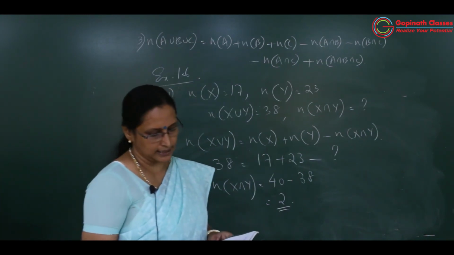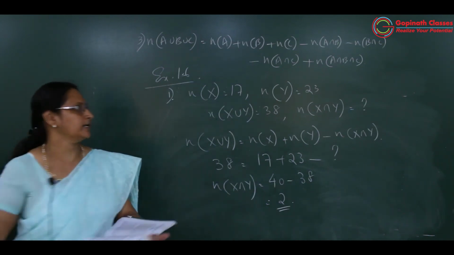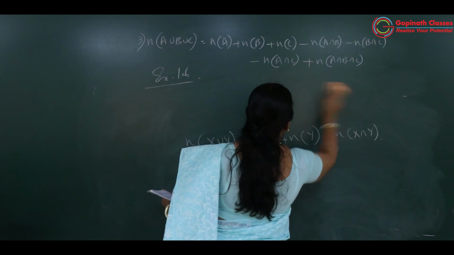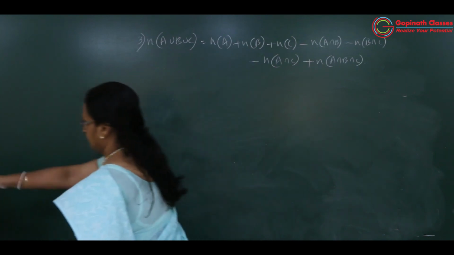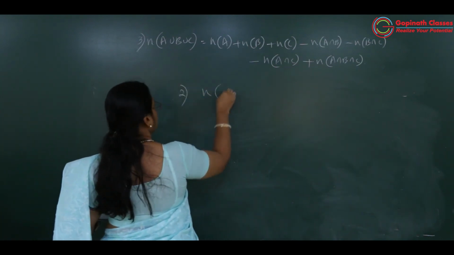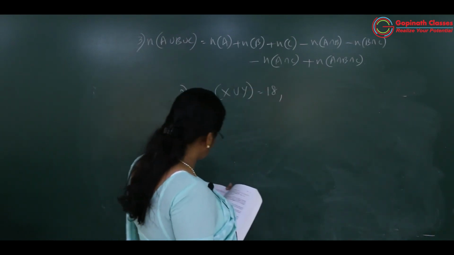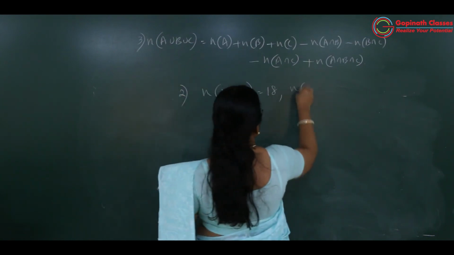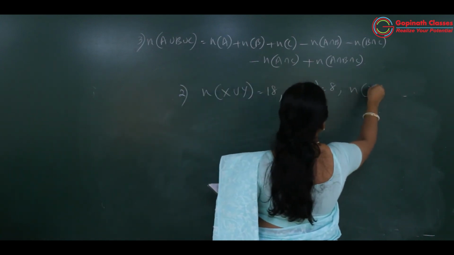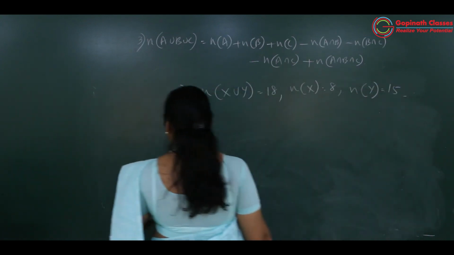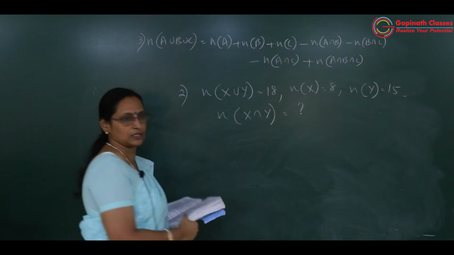X and Y are two sets such that X union Y has 18 elements. So n(X union Y) is 18. X has 8 elements, n(X) is 8. Y has 15 elements. How many elements does X intersection Y have? That is, how many elements are in X intersection Y?